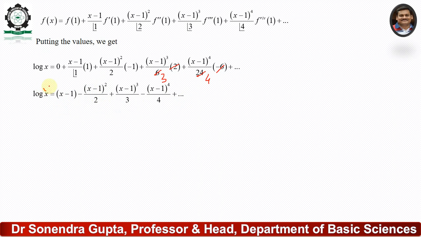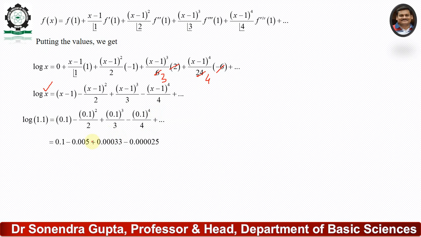Now putting here x equal to 1.1, that means 0.1 whole square upon 2, 0.1 cube upon 3 and 0.1 to the power 4 upon 4. We can calculate these values with the help of the calculator, and we can solve this expression, which is equal to log 1.1 equal to 0.095305, and this is to the base e. Okay, now here we have solved the three most important questions regarding the Taylor series method.